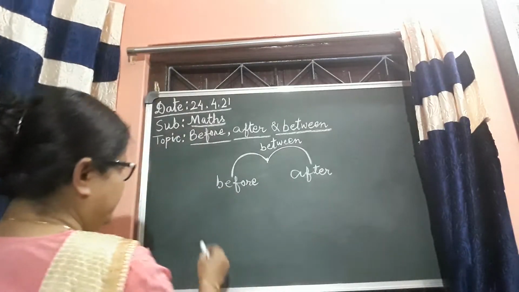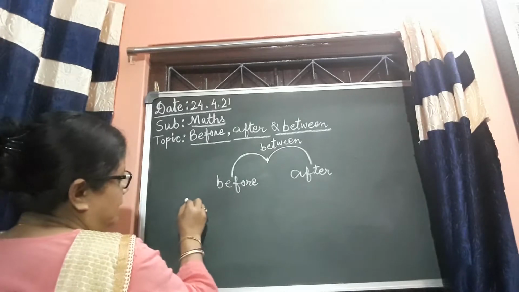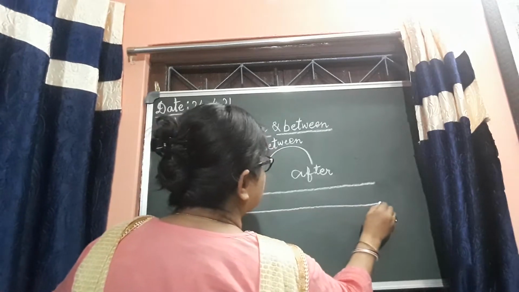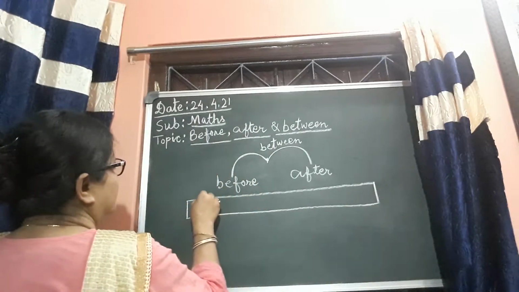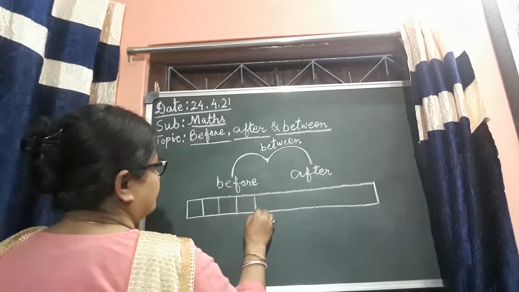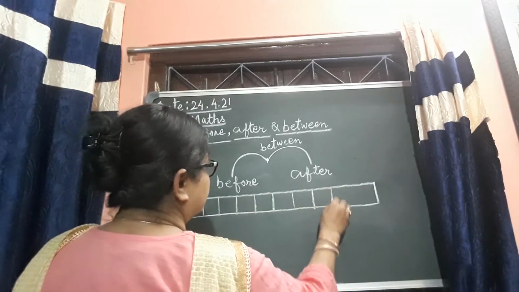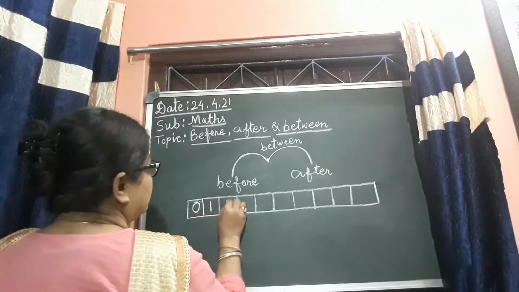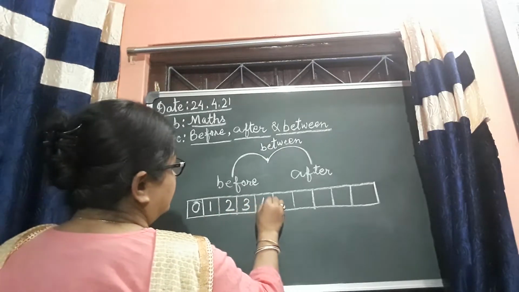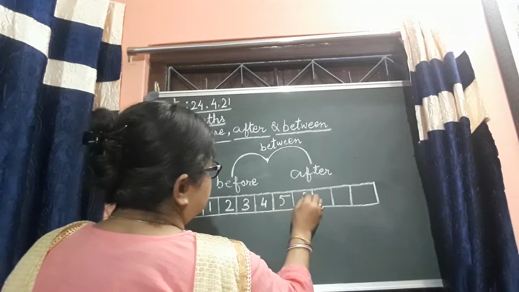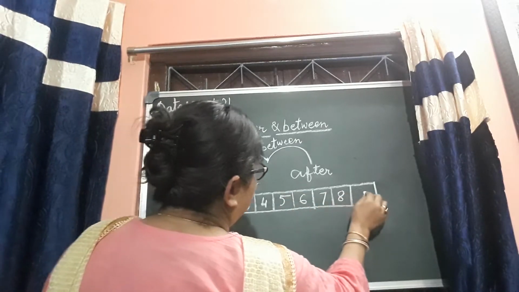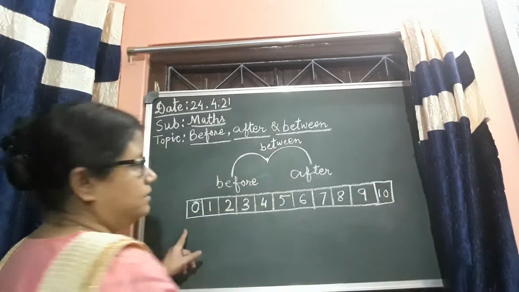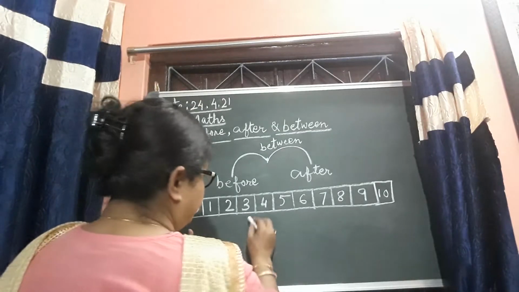Now to make it easy, I will make a number strip. Zero, 1, 2, 3, 4, 5, 6, 7, 8, 9, 10. Children, this is called number strip.